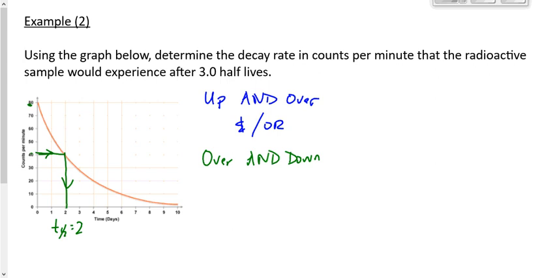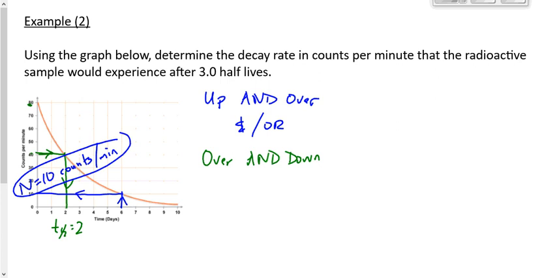How do we know that? Well, because after 0 amount of time, we had 80 counts per minute. Or counts per day, I should say. So we go down to half of what we started with, over and down. The half-life is 2. Then what are we going to do? Well, what's 3 half-lives? If the half-life is 2, what's 3 half-lives? 6. So let's go over to 6 and go up and over from 6. We're going to find that the final amount after 3 half-lives is 10 counts per minute. And that's my final answer.